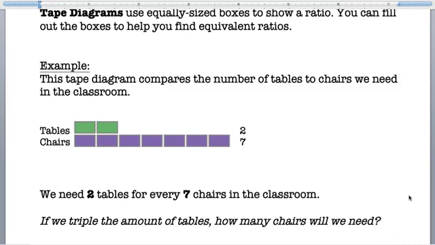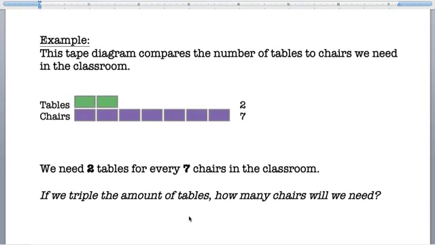If the question asks you to triple the amount of tables, then you're going to have to figure out the equivalent ratio, because you want the ratio to stay the same between tables and chairs. So in this problem, they're asking, if we triple the amount of tables, how many chairs will we need? So they want you to take the number of tables, which is 2 right now, and multiply by 3. Remember, we want equivalent ratios. We can't just triple the amount of tables, because that means we have more kids in the classroom, but now we don't have enough chairs. If we triple the amount of tables, we also have to triple the amount of chairs to keep that comparison.